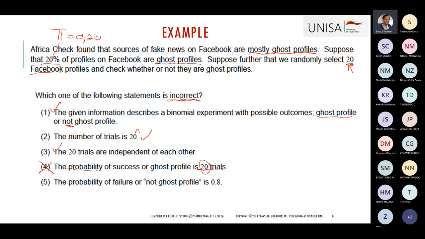The probability of failure or not ghost profile is 0.8. Correct, because this is our probability of failure, which is 1 minus 0.20, which is 0.8. We know that the probability of success is 0.20. So the incorrect statement should have said 0.20, not 20 trials, and mentioning trials makes it incorrect. So it should be easy like this to answer questions relating to binomial distribution.